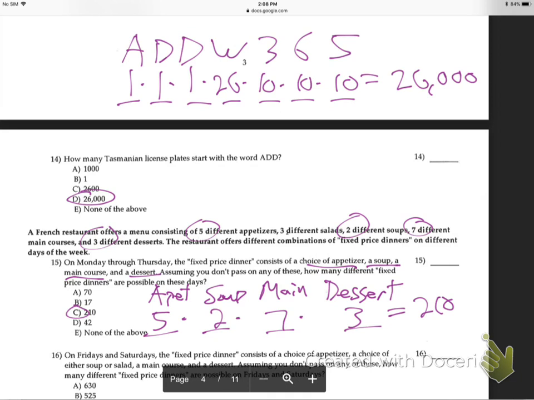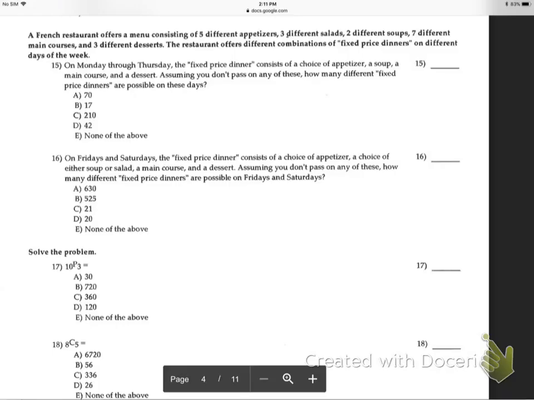Let's go on to number 16. Number 16. Friday and Saturday fixed price dinner is appetizer. I'm just going to write down appetizer, soup or salad. Watch out.